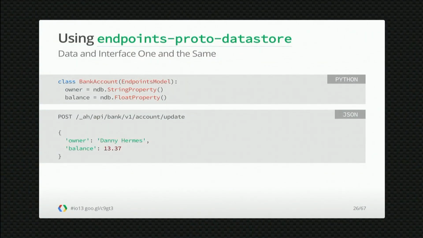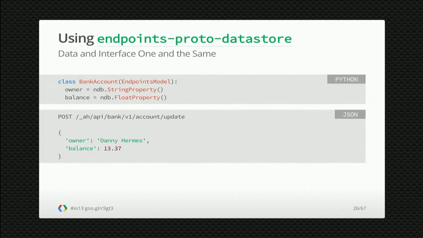So now you can think about features instead of thinking about how in the world am I going to send my data back and forth. And the last piece of the puzzle that we use is a library that I wrote, so it's definitely my favorite piece. It's called Endpoints Proto Data Store. This is a way for us on the Python runtime of Google App Engine to have our data and our interface be the same.